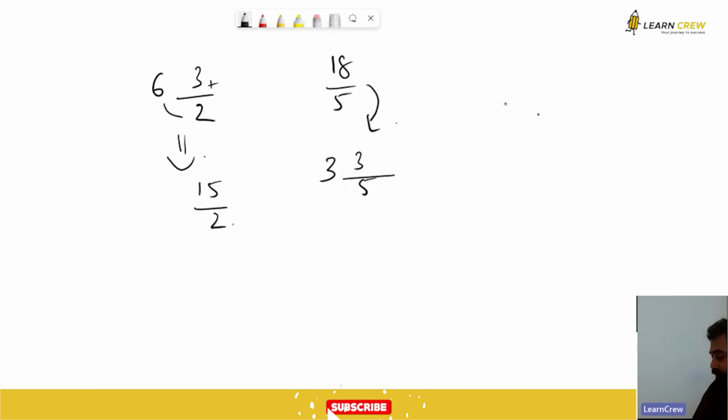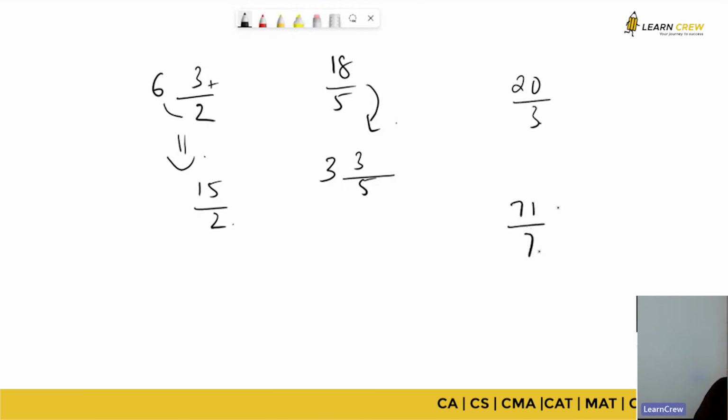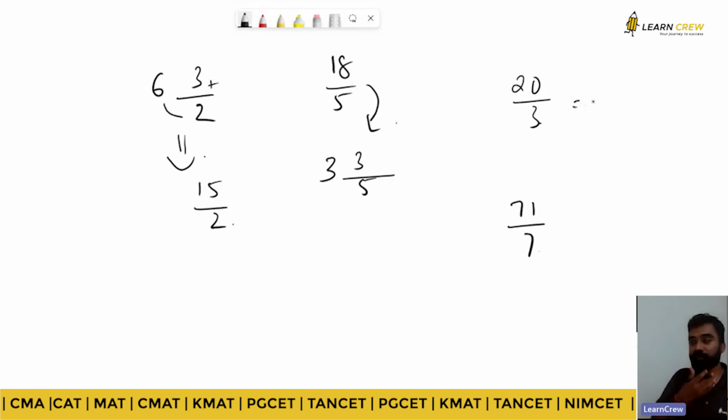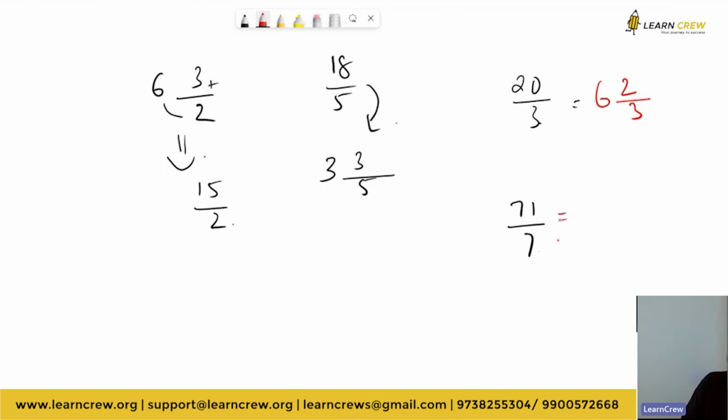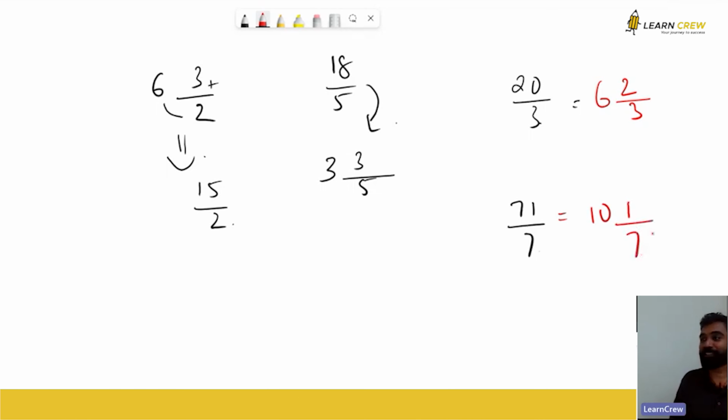So take some examples, do it. 20 by 3. 71 by 7. What's the mixed fraction for 20 by 3? 3 remains in the base. So 3 sixes are 18. 6 comes over here, 2 comes over here. This one? 10 by 10. 101 by 7.